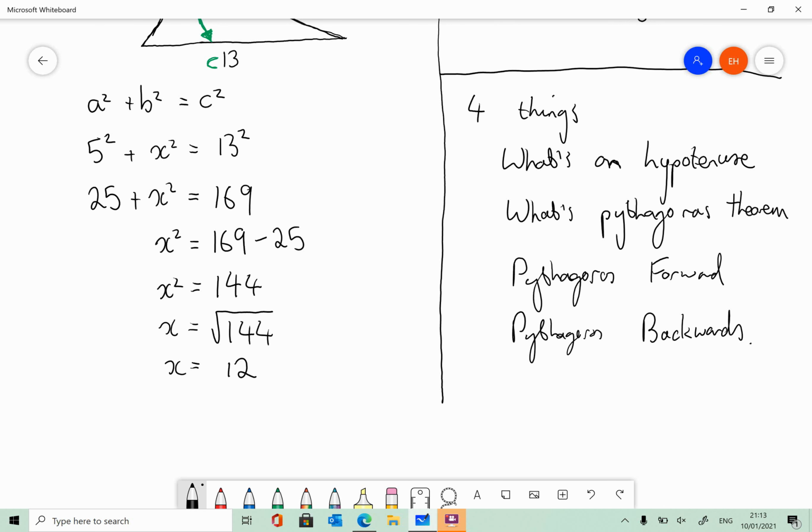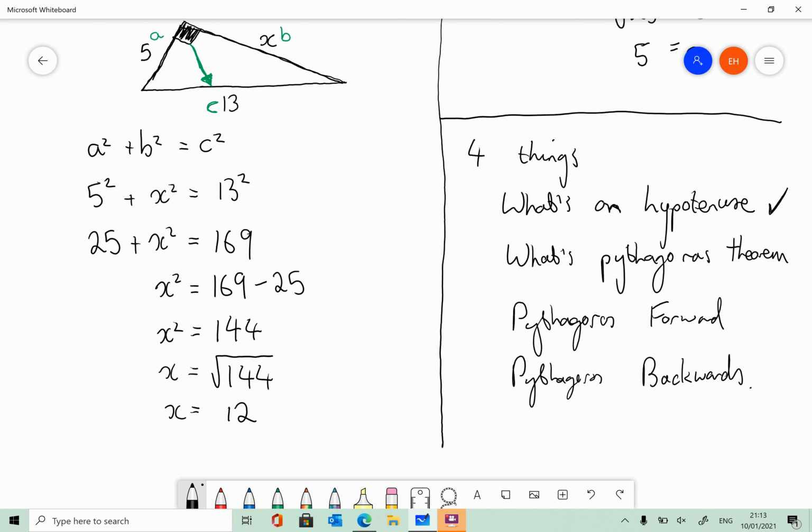Now, I'd imagine a lot of you already know these skills, okay? But if you can spot what a hypotenuse is, be able to find the hypotenuse, if you can write down a squared plus b squared equals c squared, that's the formula we use, and if you know how to use that formula forwards, and if you know how to use it backwards. So in this one here, you're looking for the hypotenuse, and in this one here, the hypotenuse is given to you. So if you can do that, that's basically it for today.